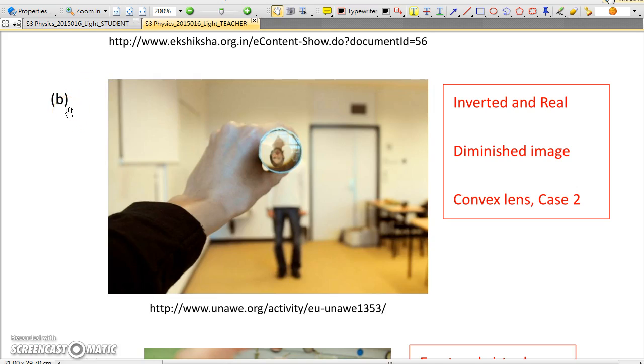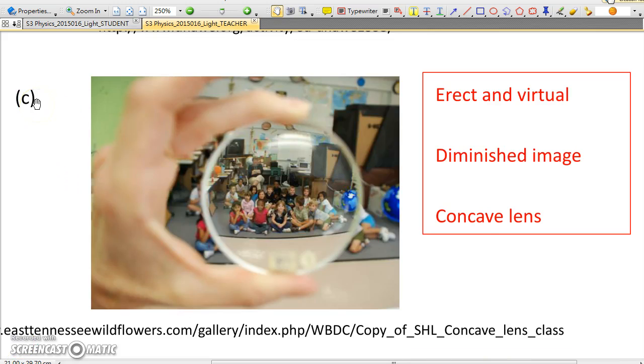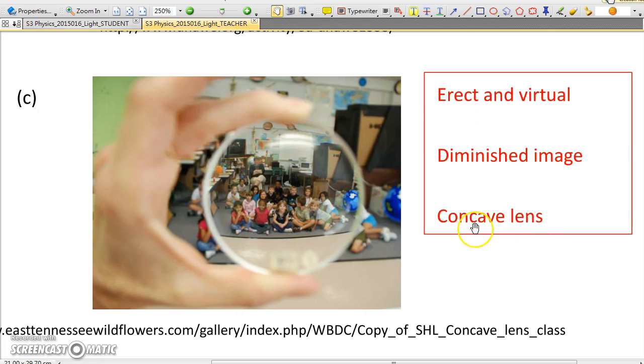This is picture B. You can merely see the man inside the lens, inverted. All inverted images are real. And of course, the image is diminished. It is also produced by convex lens, case 2. Picture C. The image is a diminished image, and erect, and all erect images are virtual. And only concave lens may produce erect and diminished image.